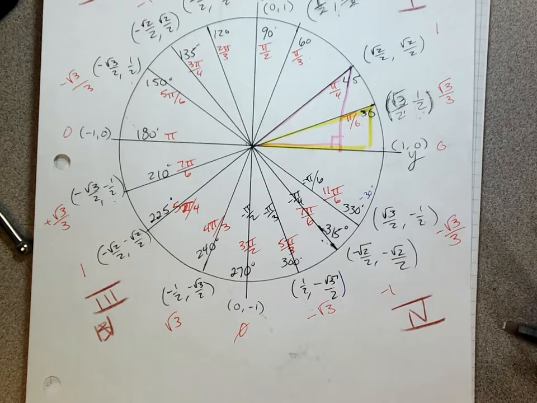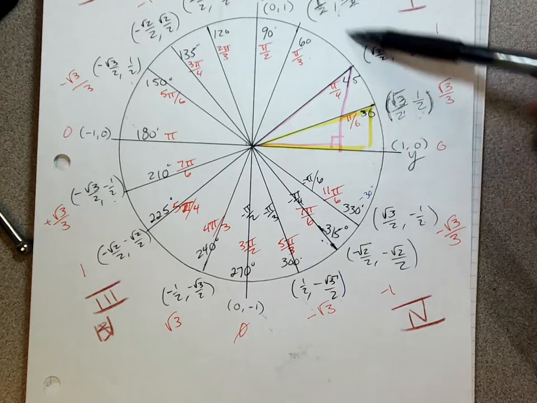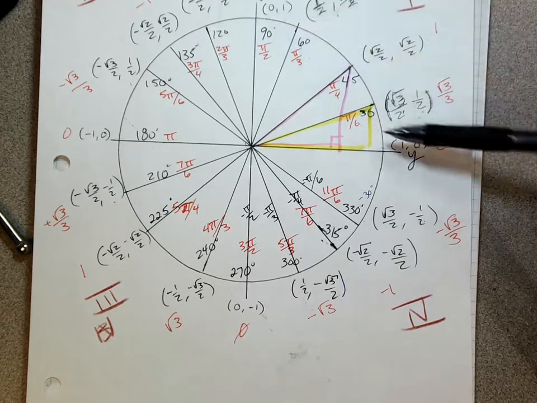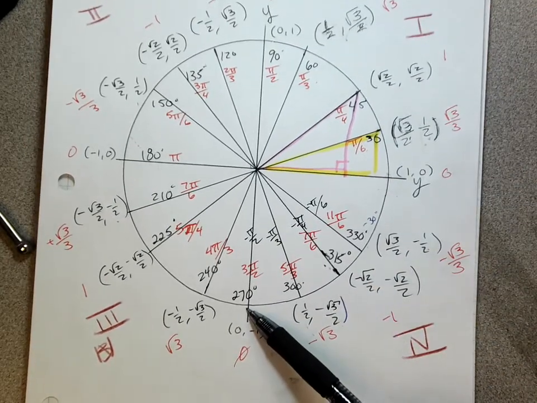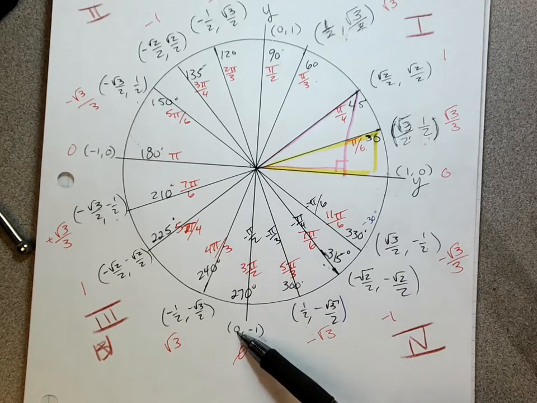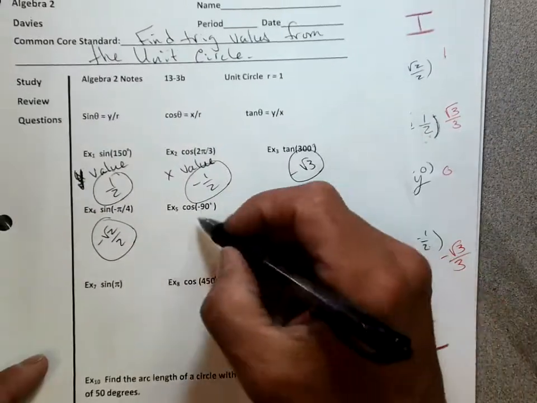Cosine of negative 90, okay? So if 90 degrees is here, negative 90 degrees, rotate backwards here. Cosine is the x value, 0. Cosine is 0, okay.